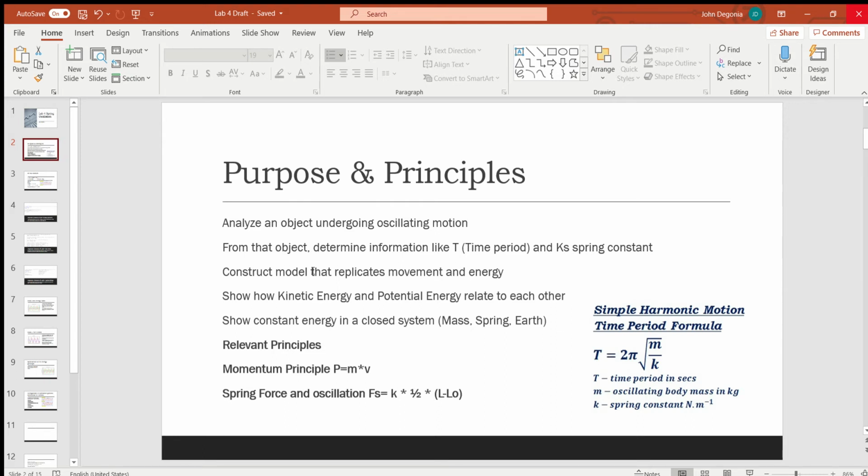We'll construct a model that replicates movement and energy of that system, and then we'll show how kinetic energy and potential energy are related, and how the constant energy, or the total energy, including those, stays the same in a closed system. Relevant principles include the momentum principle and the spring force and oscillation. And then the simple harmonic motion of a time period, that's the basis of the equation of how we go from our time period to get our k value.